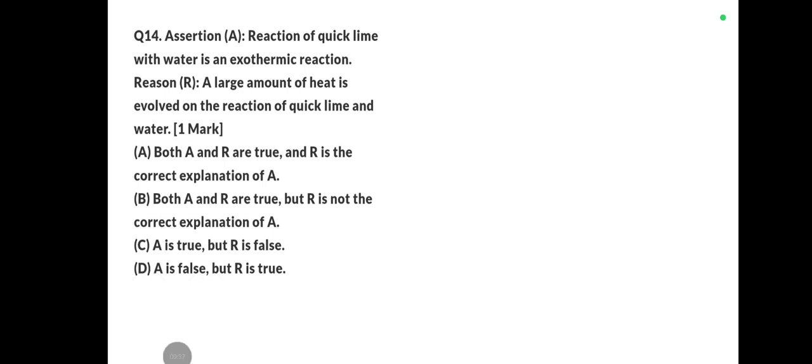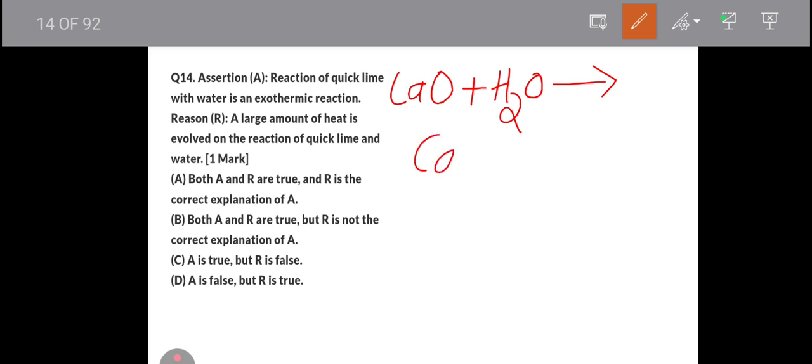So the first question is, the reaction of quicklime with water is an exothermic reaction. The reason is a large amount of heat is evolved on the reaction of quicklime with water. Quicklime means it is calcium oxide. Once we react calcium oxide with water, it is a very vigorous reaction. The product formed is slaked lime, or calcium hydroxide solution. Along with that, heat is also liberated.